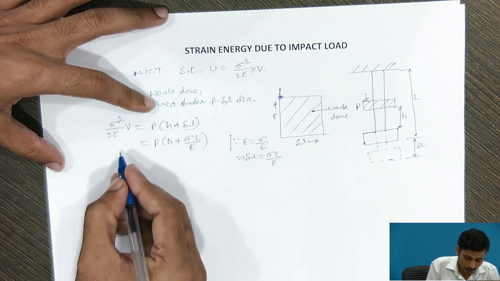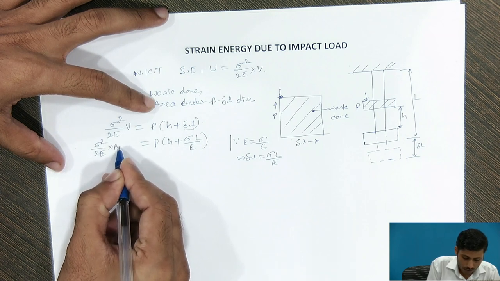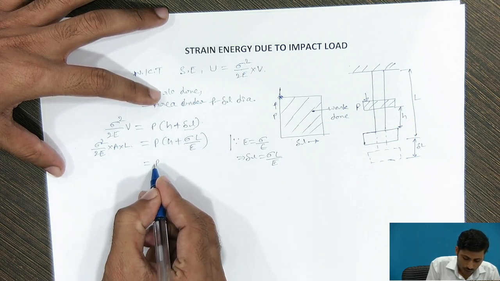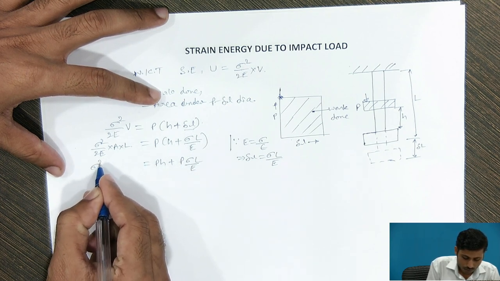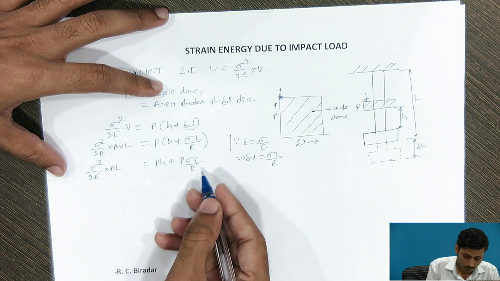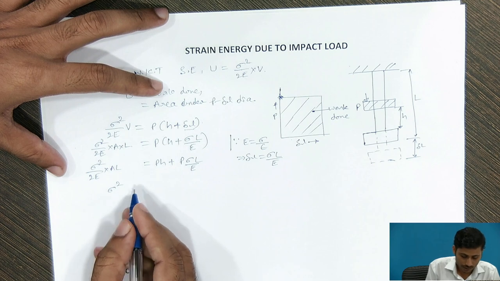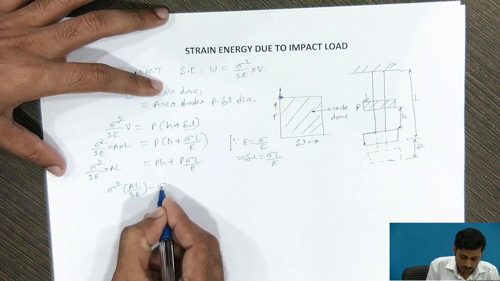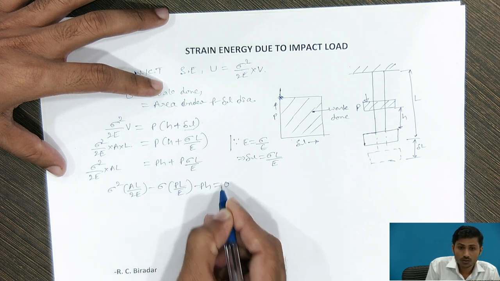So if I replace this, I can write it as sigma square by 2E into area into volume, that is area into length. So just rearrange the equation to get P times sigma L divided by E equal to sigma square by 2E into AL. I'll bring this RHS term to the LHS side. This becomes AL by 2E times sigma squared minus sigma in bracket of PL by E minus PH equal to 0.